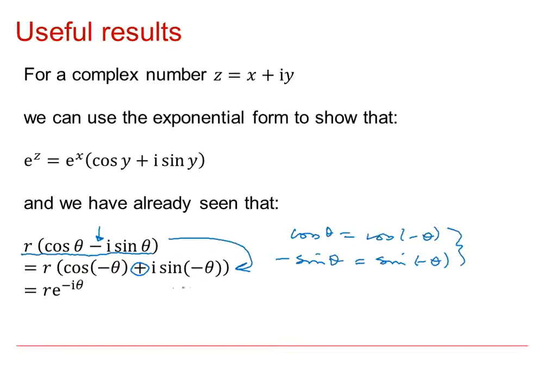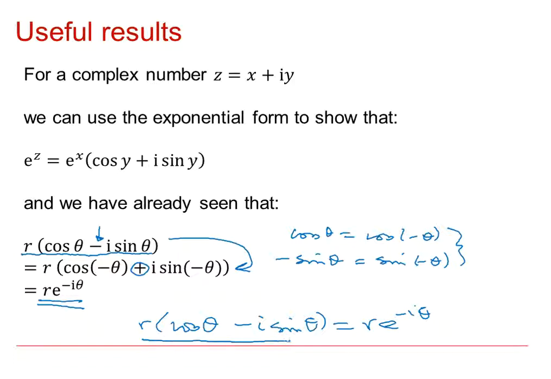Now we have the correct modulus argument form, we can turn it into the correct exponential form. So that is telling me that r cos theta minus i sine theta can be written as r e to the minus i theta when necessary.